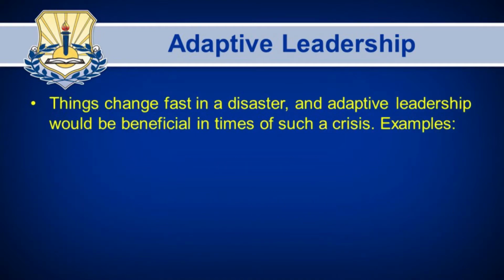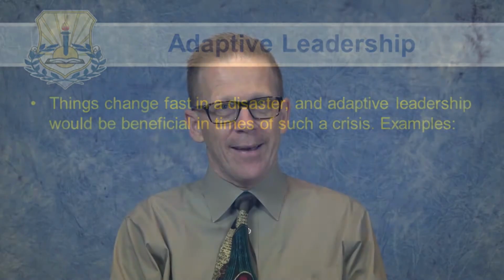So in our next slide here, slide 2, adaptive leadership, we look at things changing fast in a disaster. And I mentioned some of those with COVID-19. Adaptive leadership would be beneficial in times of crisis. So what are those crises? Well, one's a pandemic. That's a crisis, I would say. This is a global crisis. We need to be adaptive. We need to look at the changes that are going to occur daily as well as hourly in some situations, and sometimes within minutes, depending on the gravity of the situation.